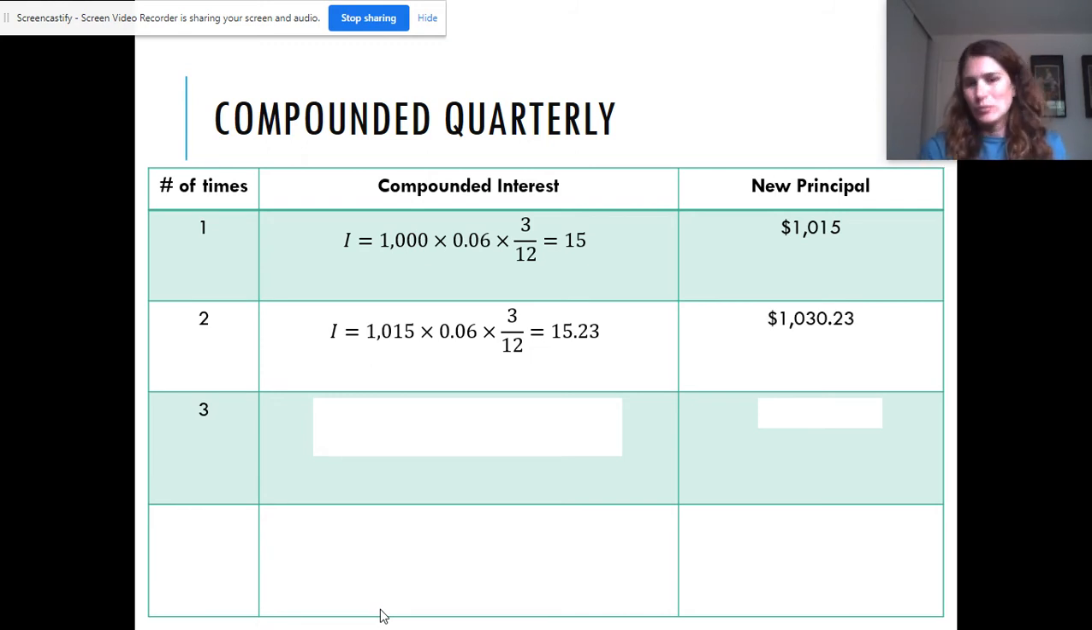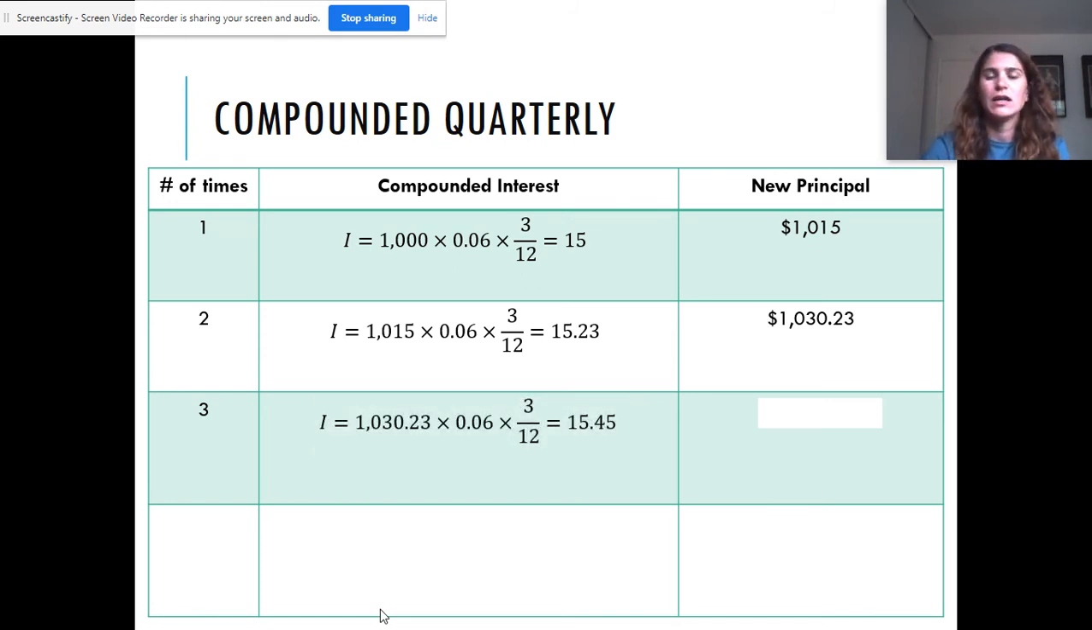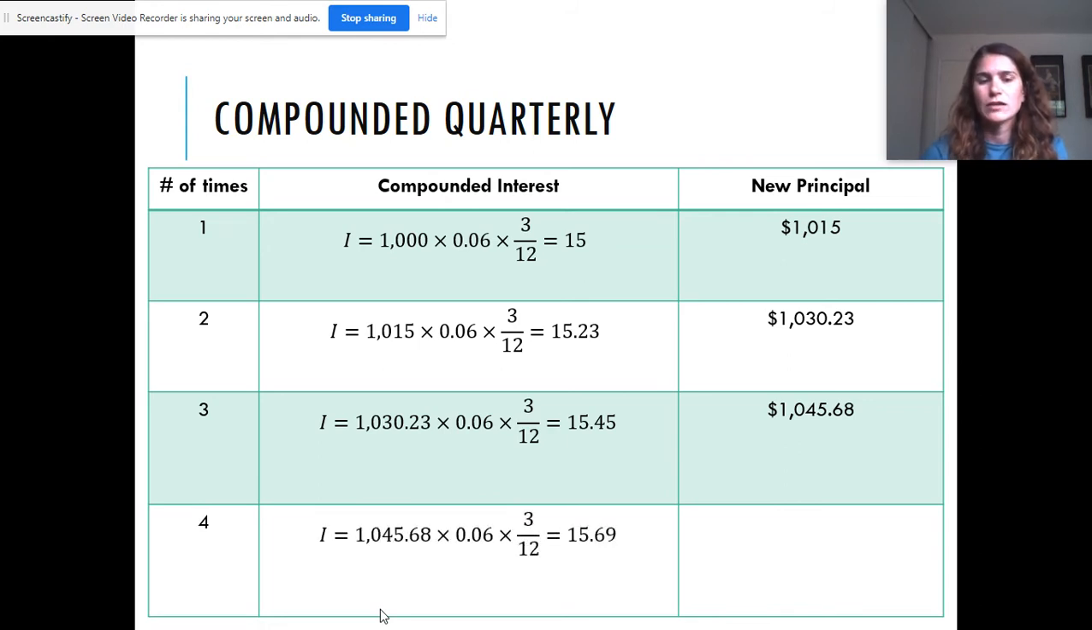Again, you're going to take that new principal, bring it down for that third time using the same interest rate and the same amount of time, but this time we get $15.45. We're going to add that $15.45 to the $1,030.23, making our new principal $1,045.68.